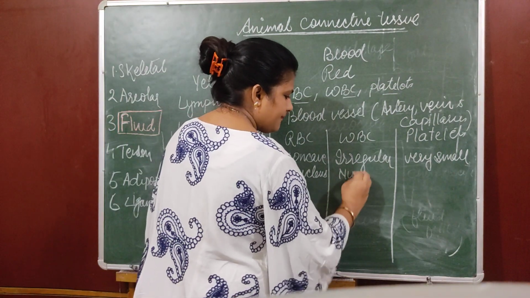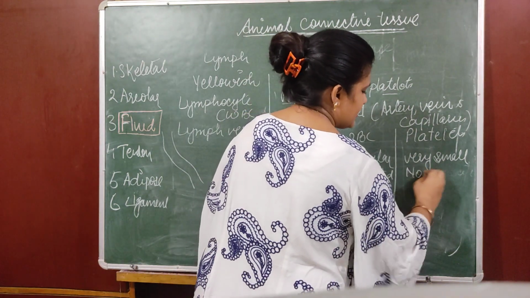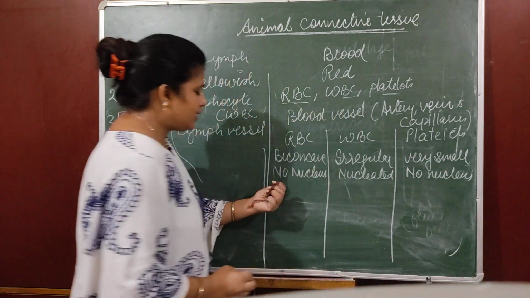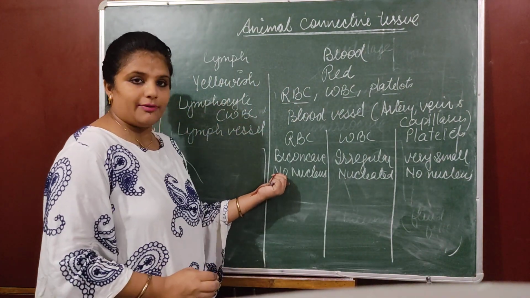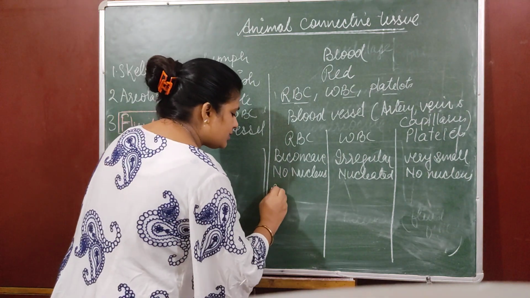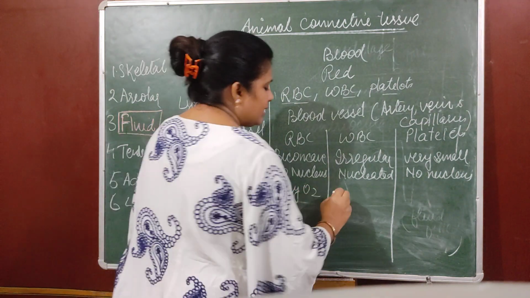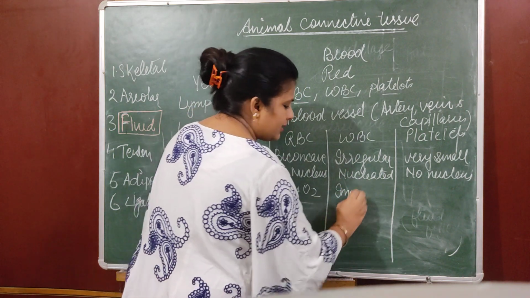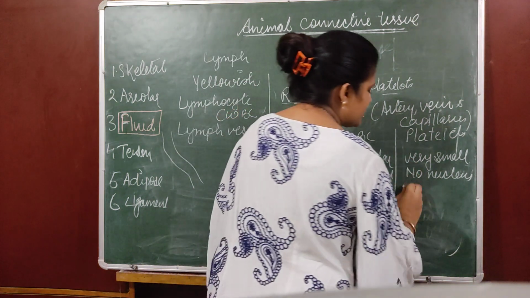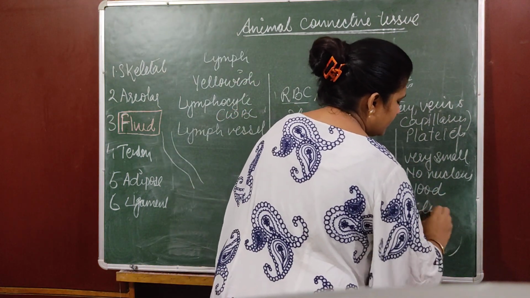Nucleated, no nucleus. But remember, it is a mature RBC which does not have a nucleus. Initially they have a nucleus. Okay. The main function is to carry oxygen, and their main function is to provide immunity, and their main function is to help in blood clotting.